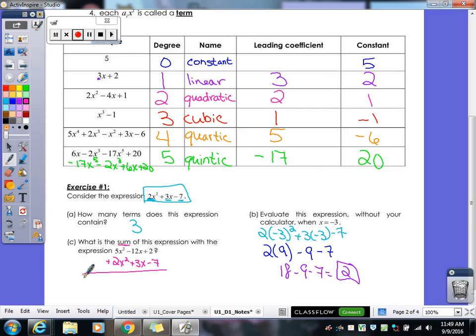So 5x squared plus 2x squared. If you remember, when you're adding these together, you only add the numbers in front. Your exponents stay the same. When you're multiplying that, your exponents change. -12 plus 3 would give us a -9x. And then 2 minus 7 would give us a -5. 7x squared minus 9x minus 5.